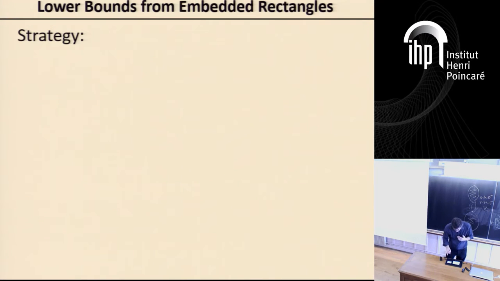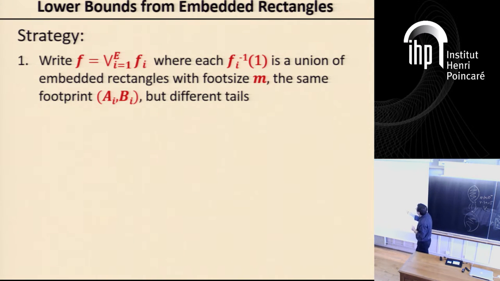So what's our strategy going to be in the more general case? We're going to, again, write f as an OR of functions, where the ones of each function F_i are a union of embedded rectangles with some foot size m, and within each F_i the footprints are the same, but they have different tails. So the footprints are the same, but this is a union because they have different tails, so they correspond to different pieces of the input, because they're going to disagree. They've got the same footprint, but different tails. So how many rectangles do we have?